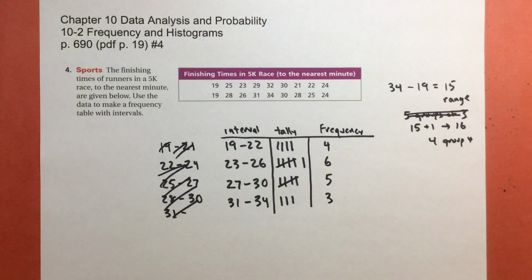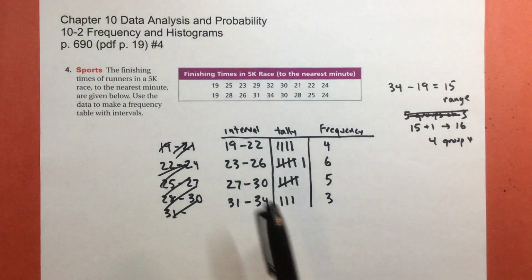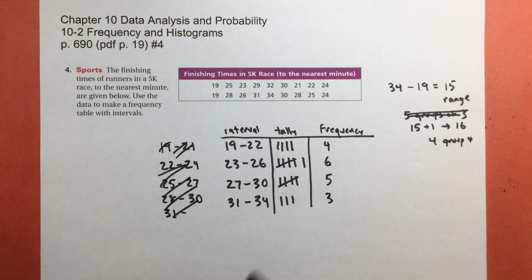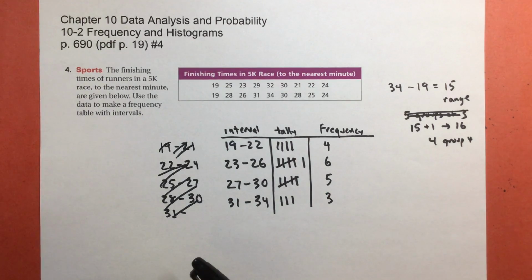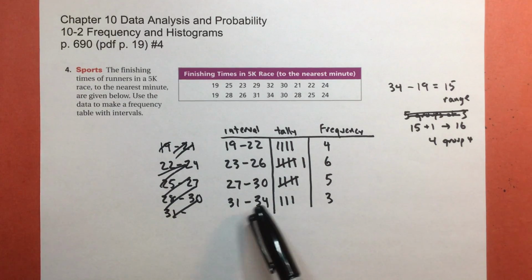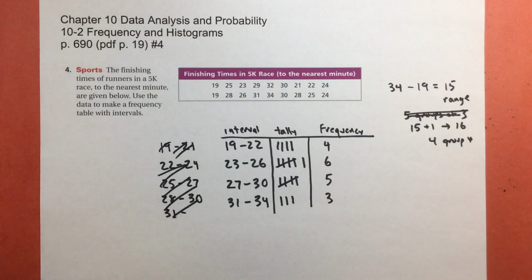So 4 runners were in the 19 to 22 minute range. 6 runners were in the 23 to 26 minute range. 5 runners were in the 27 to 30 minute range. That's probably where I would be. And 3 runners were in the 31 to 34 range. And that's how we make a frequency table. We will be with you in the next video where we're going to make a histogram.